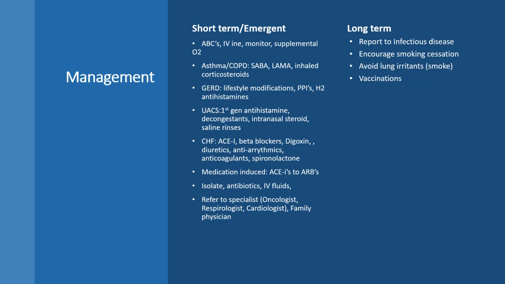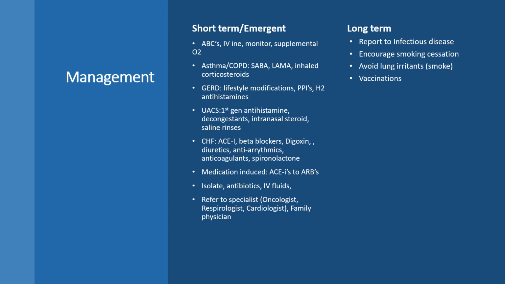On to management. I like to divide it into short and long-term management. Always do your ABCs. Depending on the setting, you want to set up an IV line attached to the cardiac monitor and provide supplemental O2 for those who are hypoxemic. Direct your management towards your top differentials. For asthma or COPD, SABA, LAMAs, or inhaled corticosteroids. For GERD, lifestyle modifications, PPIs, or H2 blockers. For upper airway cough syndrome, first-generation antihistamines are recommended, along with decongestants such as oxymetazoline and pseudoephedrine. Provide intranasal steroids or saline rinses.